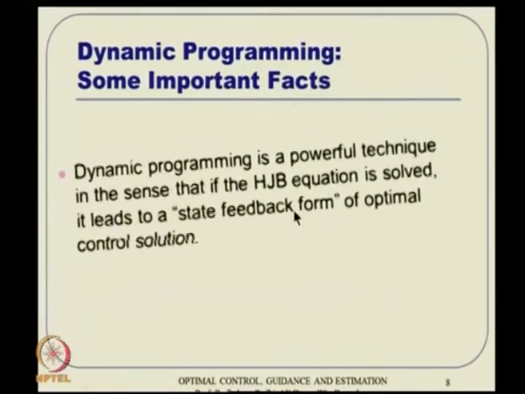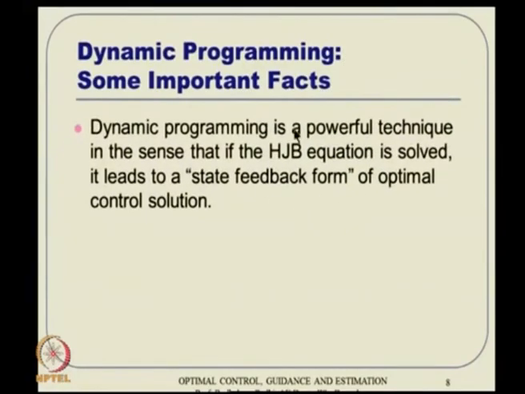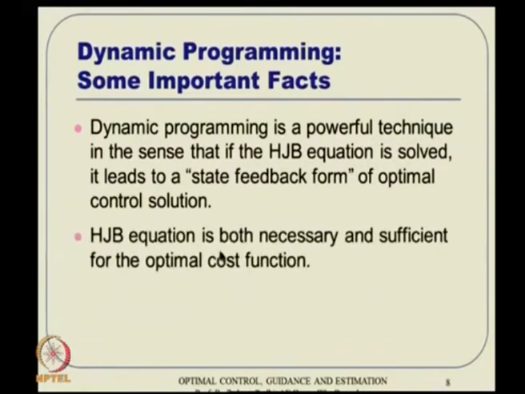Then some facts we also studied along the way: dynamic programming is essentially a powerful technique, in the sense that if the HJB equation is solved, then it leads to a state feedback form of the optimal control solution. The second is that the HJB equation is both necessary and sufficient for the optimal control function. That means for the optimal control problem, once we demonstrate that some solution satisfies the HJB equation, then both necessary and sufficient conditions are done.